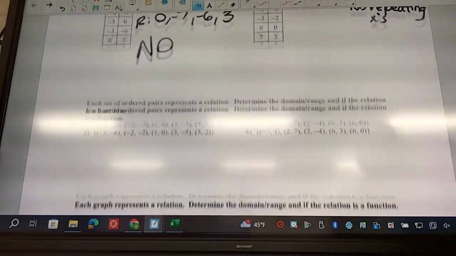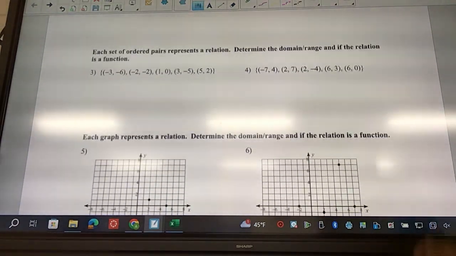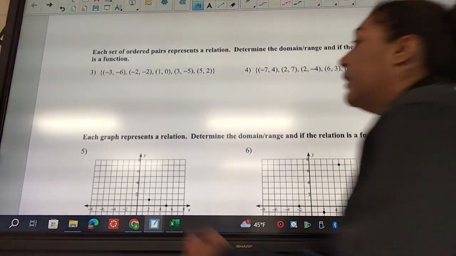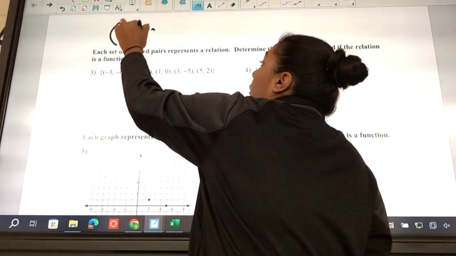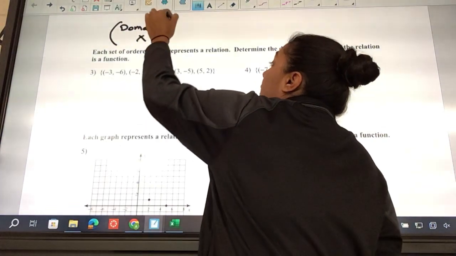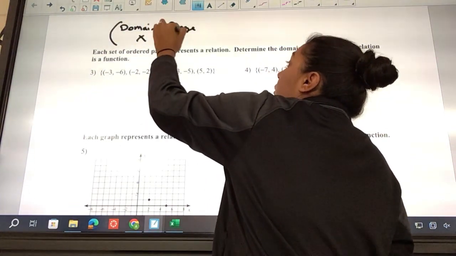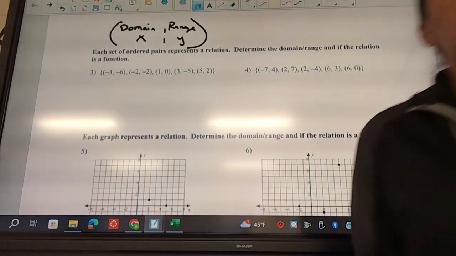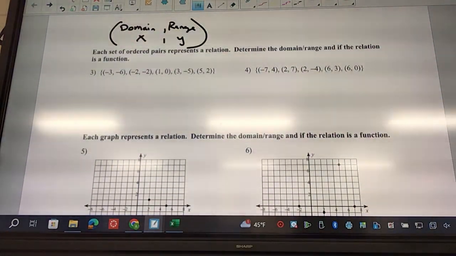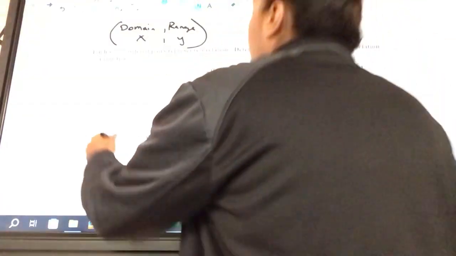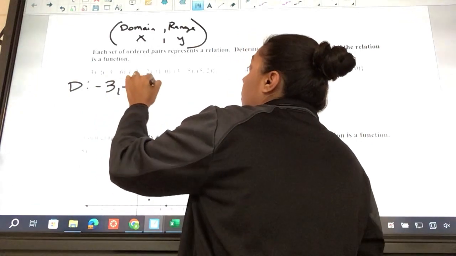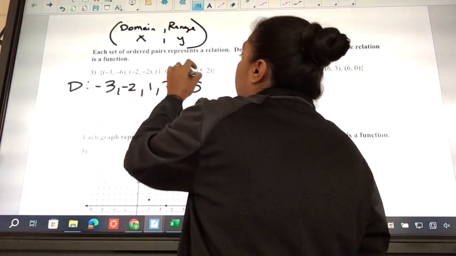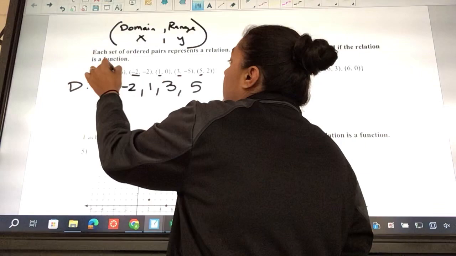Okay, each set of pairs is going to be the exact same thing. This is the domain, or the x's, and then we see a comma. That's the range, or the y's. Other than that, you're going to do the exact same thing that we did before. So the domain is going to be -3, -2, 1, 3, and 5. Okay, all these very first ones.